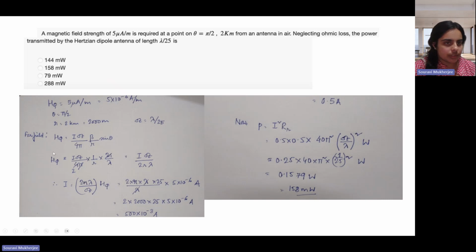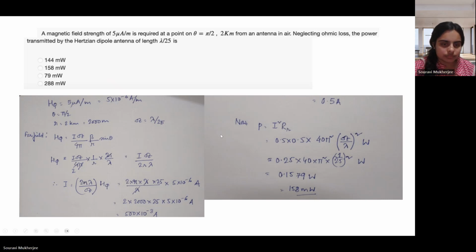Then what you can do is use the relation for your far field magnetic field. If you do that, this is how the expressions look. From here, you can actually find the current, right? That's what is being done here. If you see, the current comes out to be some 0.5 A. Now, what does the question ask? The question says that these are the conditions that are given, but what is the power that is transmitted by the Hertzian dipole antenna at some length given as lambda by 2, at 2 kilometers, right?